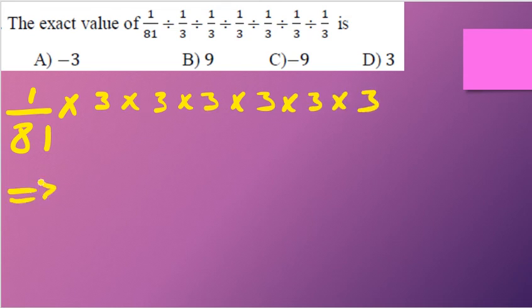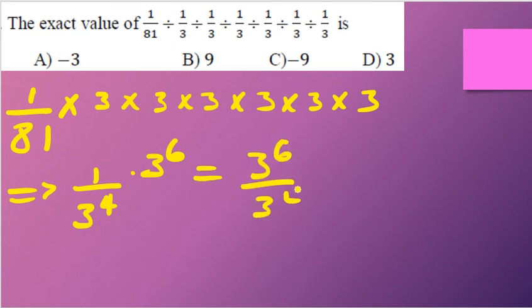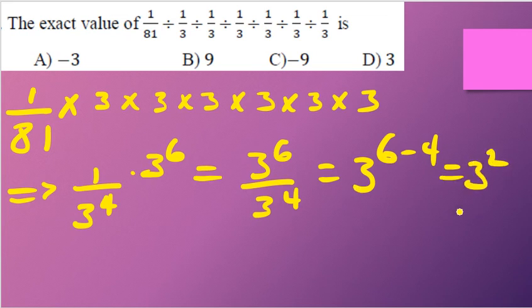This is the same as 1/81, which is 1/3 to the power of 4, times 3 times 3 times 3. How many 3's are there? Six 3's. So 3 to the power of 6. This is the same as 3 to the power of 6 over 3 to the power of 4, which is 3 to the power of 6 minus 4, because these are exponentials. You can take one base and subtract the exponents. 6 minus 4 is 2. So 3 to the power of 2, which means 9.